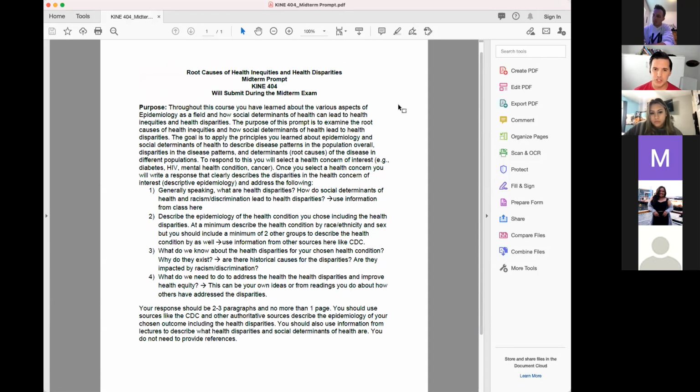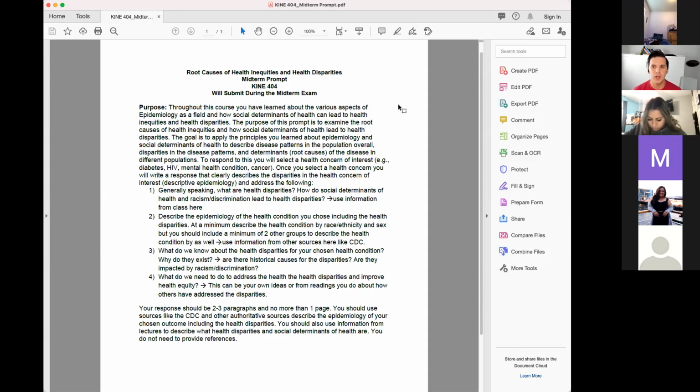Because I'm giving this to you early, you do have to use sources like the CDC or others to say, if you're looking at HIV, who's infected with HIV? What's the prevalence? What's the incidence? What are differences by racial ethnic group? What are differences by LGBTQ status? And so on. So you have to give a short description, just a couple of sentences, of the descriptive epidemiology of the health condition that you have chosen.